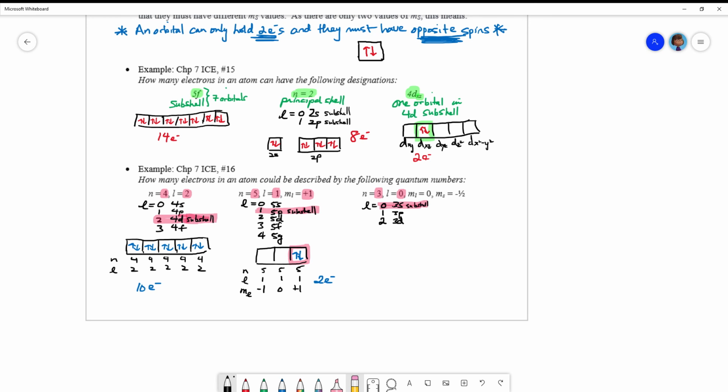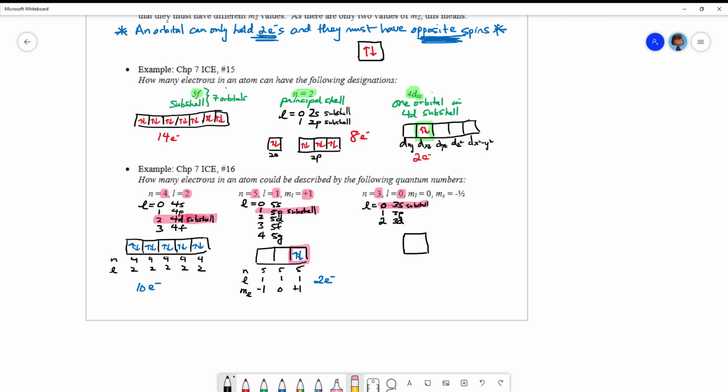Now, how many orbitals are in a 3s subshell? Well, it doesn't matter if it's a 1s, a 5s, a 15s, or a 3s subshell. All s subshells are just one orbital by themselves. So I'm just going to draw one lonely orbital. I'm going to draw it a little bit bigger. You'll see why in a second. There we go.